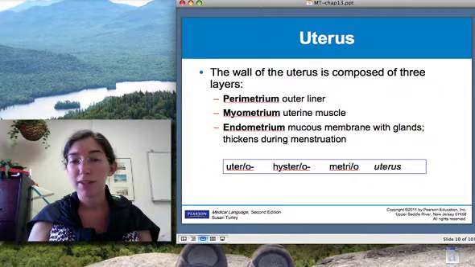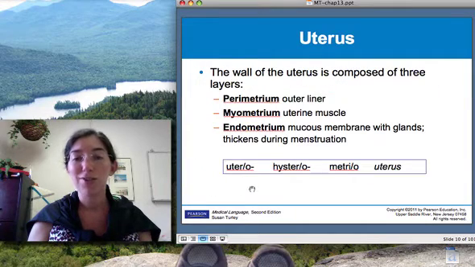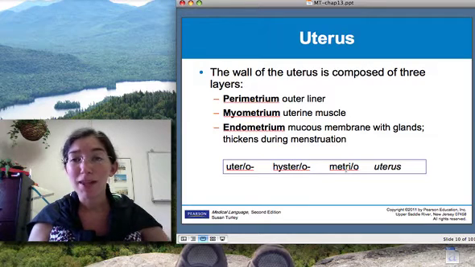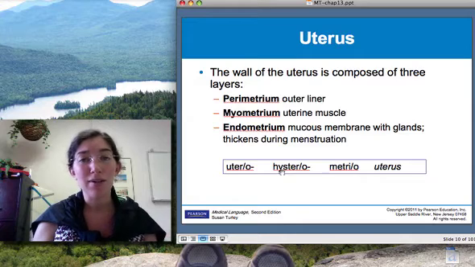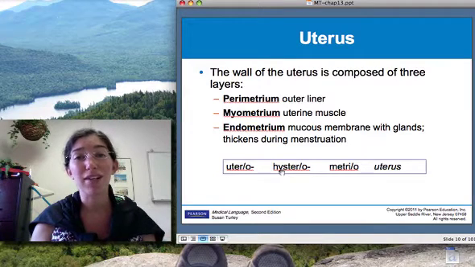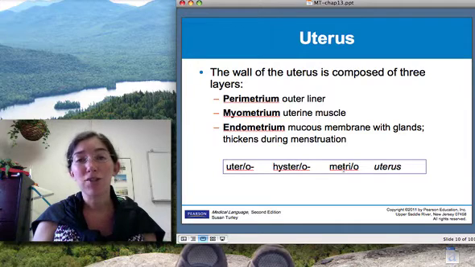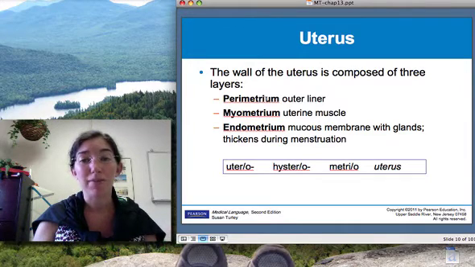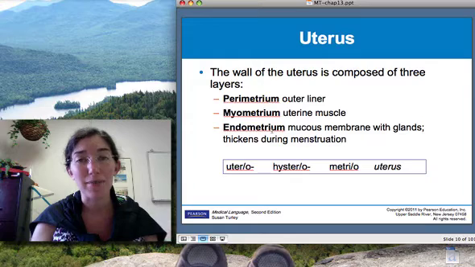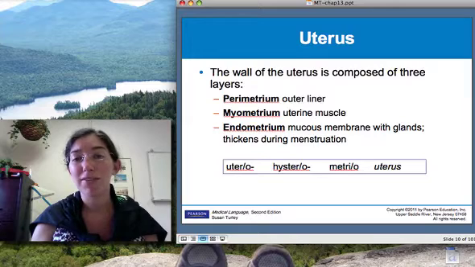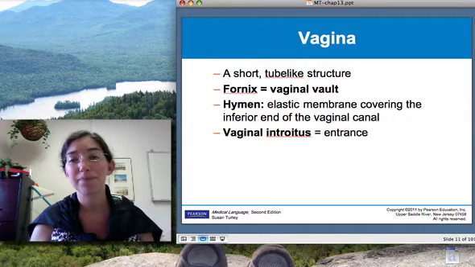On this one slide here, I just want to call your attention to some different combining forms that mean uterus. Utero is an obvious one. Hystero is another one, when we talk about hysterectomy, that is the removal of the uterus. And metrio is the last one, such as perimetrium, myometrium, endometrium. Metrio is another combining form for a uterus. So a couple of synonyms to keep in mind there.